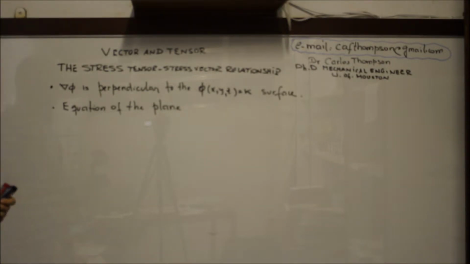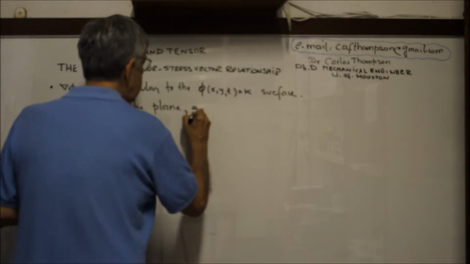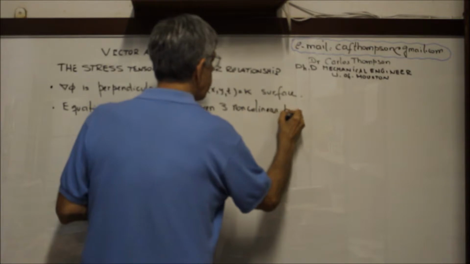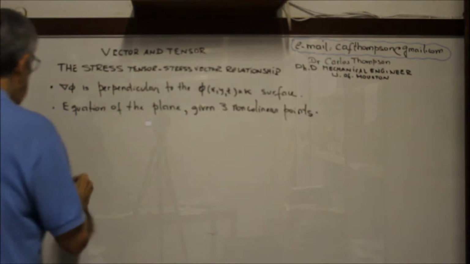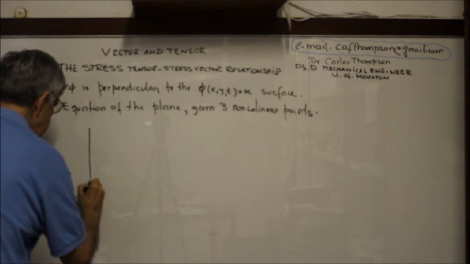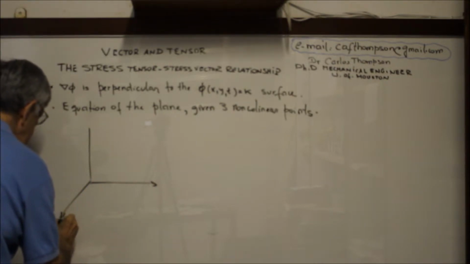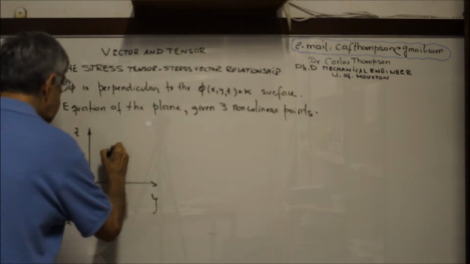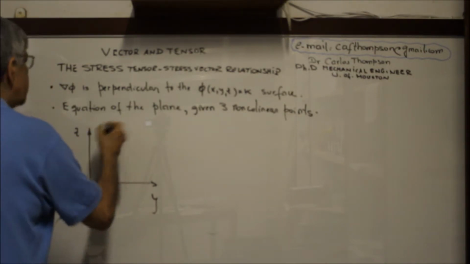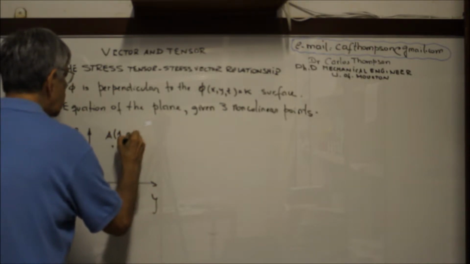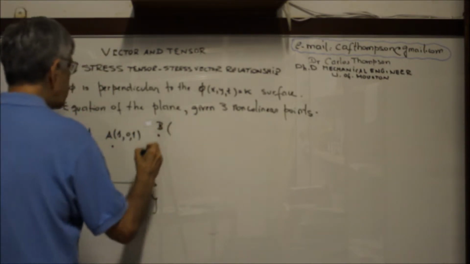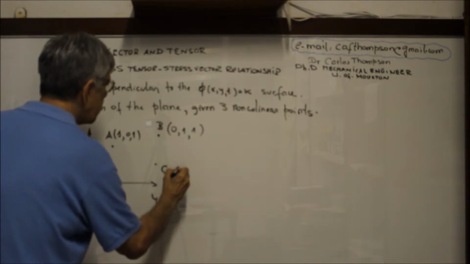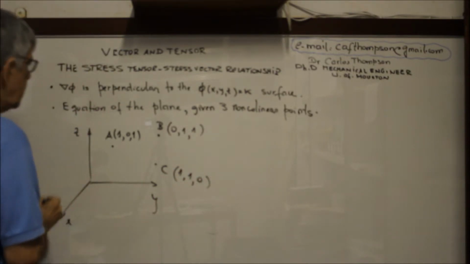Now, the second one is the equation of the plane. Given three non-collinear points. Now, let's do here x, y, and z. Let's give three non-collinear points. Let's put, for instance, A. I will put numbers, okay? Let's put 1, 0, 1. That's B. Let's put 0, 1, 1. And C. Let's put 1, 1, and 0. Okay? Now the 3 points.